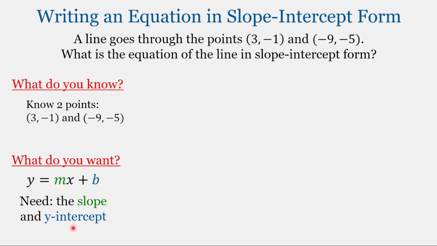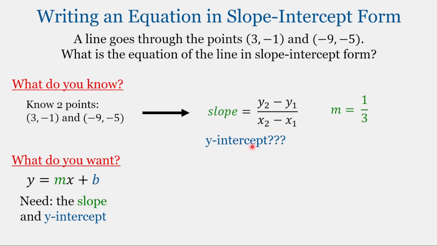In order to do that, we need to know the slope and the y-intercept. So we need to know that m value for slope and b value for y-intercept. We know how to find the slope from 2 points. We find the difference in the y values over the difference in the x values. In this case, this will give us a slope of 1/3.